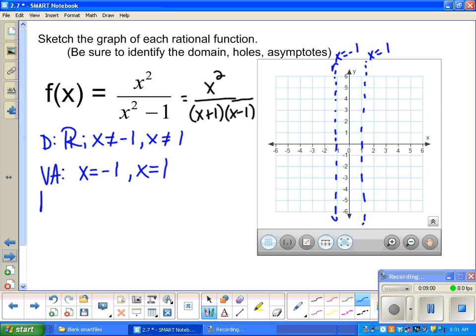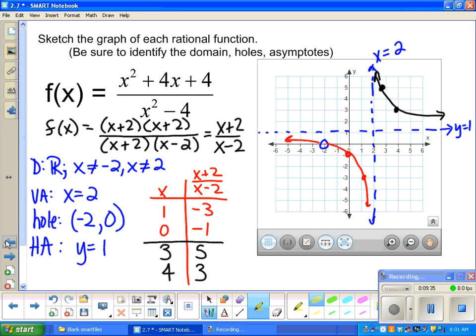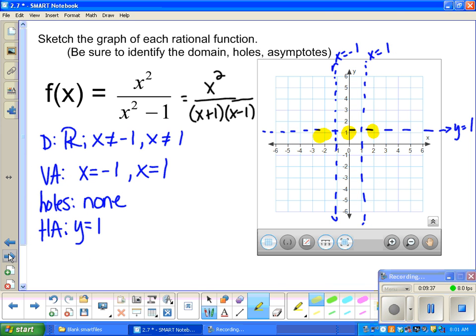Holes, there are none. Horizontal asymptote is at y equals 1. Notice this time my graph is divided into 3 pieces. There's this, there's the center, and then the outside. So what I need to do is I need to do 3 pieces of a t-chart then. I need to do 3 pieces of the t-chart.